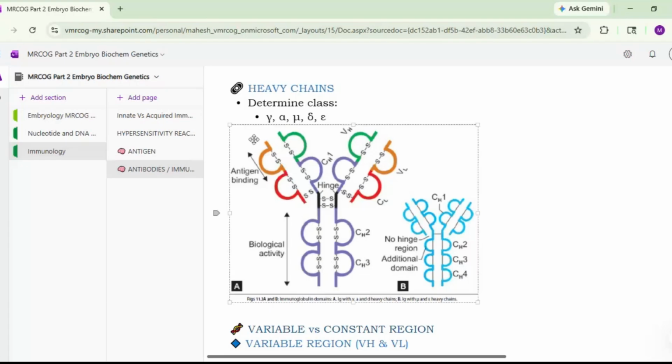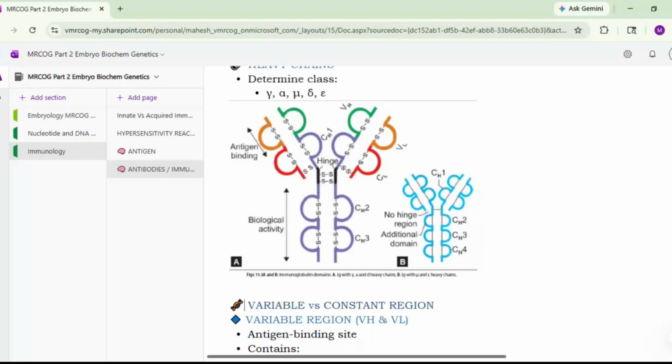Okay, and we have seen there is a Fab segment and there is an Fc segment. This Fab is responsible for binding with the antigen, while this Fc fragment is responsible for the biological activity. This we have already seen. Immunoglobulins with gamma, alpha, and delta heavy chains will have this hinge region, while mu and epsilon will not have the hinge region.